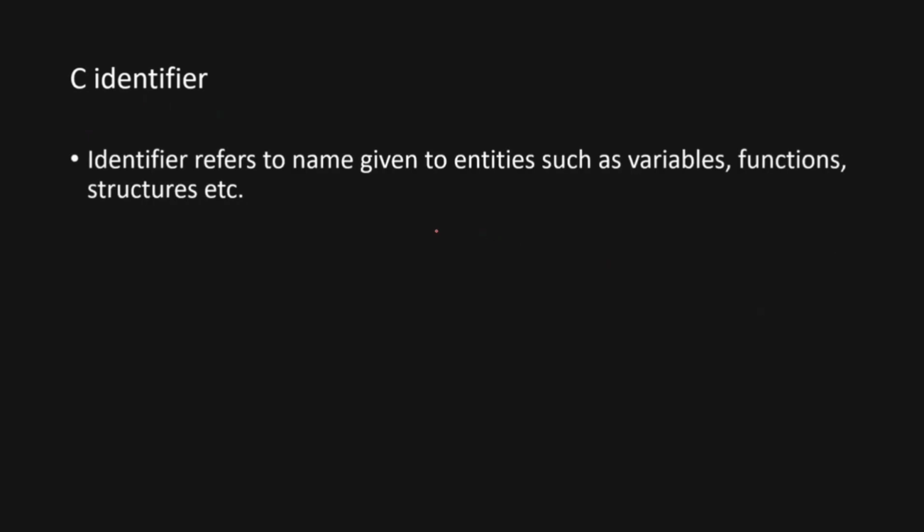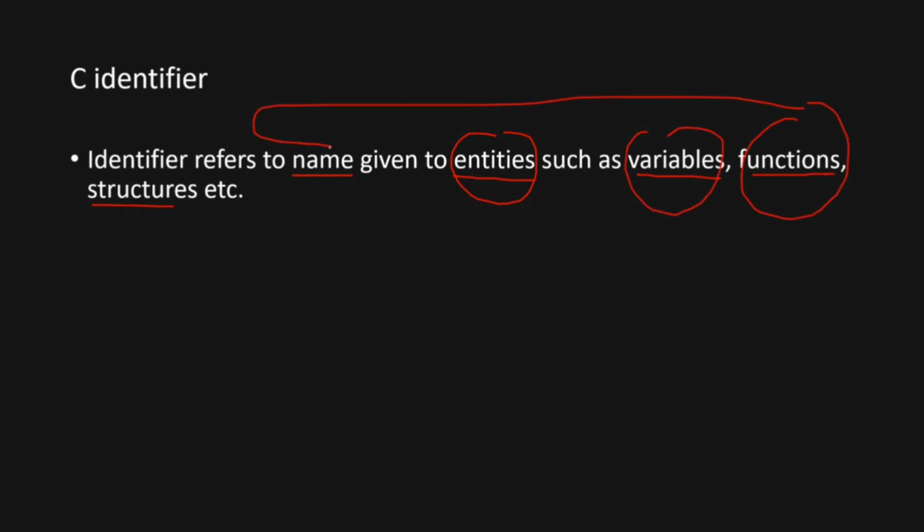Now we will discuss C identifier. An identifier refers to the name given to entities such as variables, functions, and structures. So it is a name that is given to entities, variables and functions. What is meant by entities? The real world entities, you have heard about it, or objects. A variable means storing a value, and the functions that are given some name, that is what is meant by C identifier.